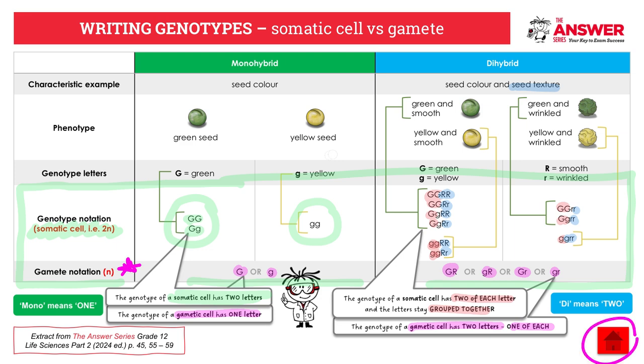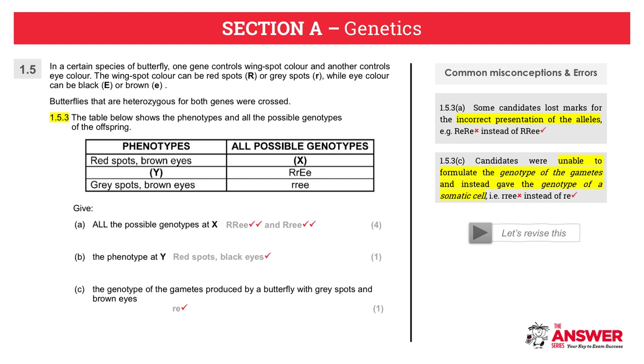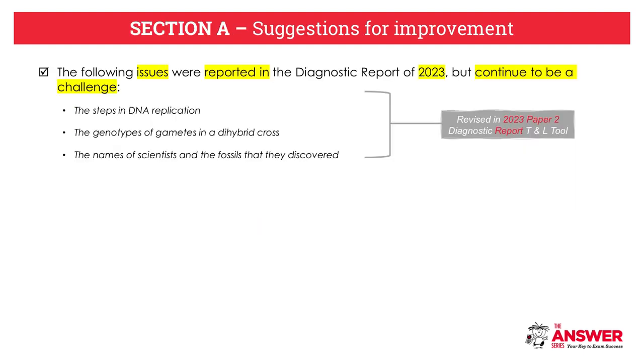Then returning home, that concludes question 1.5, and we move on to the suggestions for improvement for section A. The following issues were reported in the Diagnostic Report of 2023, but it continues to be a challenge, namely the steps in DNA replication, the genotypes of gametes in a dihybrid cross and how to write them, and the names of scientists and the fossils that they discovered. And many of these were revised in our teaching and learning tool from that specific paper, so go and have a look at that on our website.